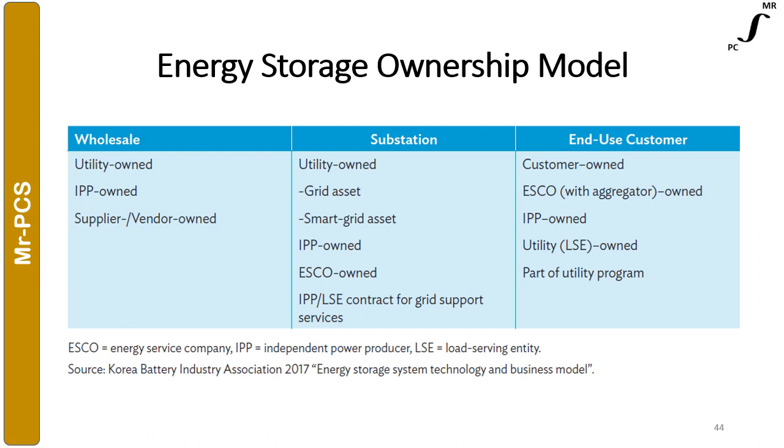This slide shows ownership models for energy storage. The business model varies from serving a contract without owning the energy storage asset to complete ownership of the asset. The need and the preference of the users at the value chain determine the right option of the business model. Wholesale market is owned by utility, IPP, and utility service provider. Substation could be owned by utility or IPP owner. The demand is also made by ESCO owners. End-use customers are owned by the customer or ESCO company, IPP or utility company.